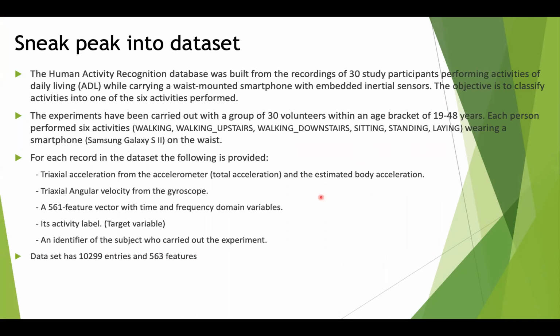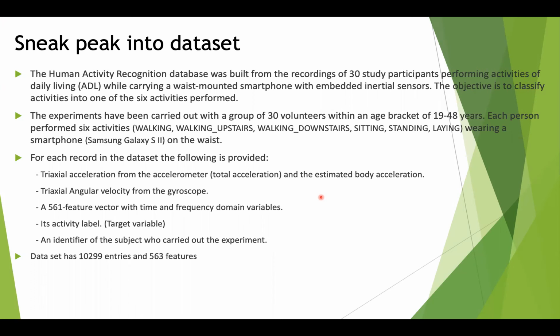So this dataset is basically built from the recordings of around 30 different participants performing activities of their daily life while carrying a waist mounted smartphone with all the inertial sensors as part of the smartphone. The basic objective of this particular dataset is to classify the activities based on the metrics. The experiments have been carried out with 30 different volunteers between the age of 19 to 48, so that we are taking all the variations across all the different age groups.